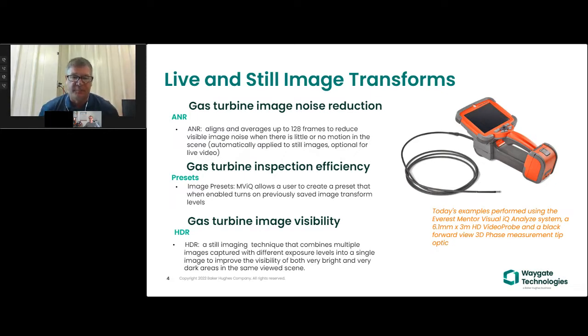So for today's examples, I'm showing you a Mentor Visual IQ Analyze system with a 6.1 millimeter by 3 millimeter HD video probe, and I'm using a black forward 3D phase measurement tip. The great thing about that tip, it can be used for general inspection and then on-demand measurement if you find something that needs to be measured.